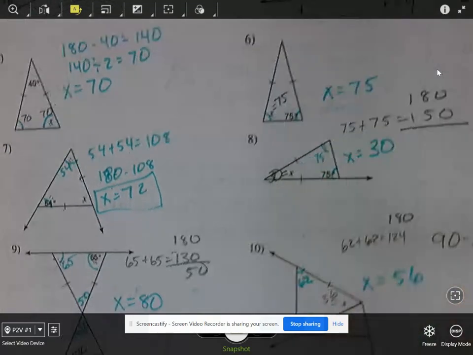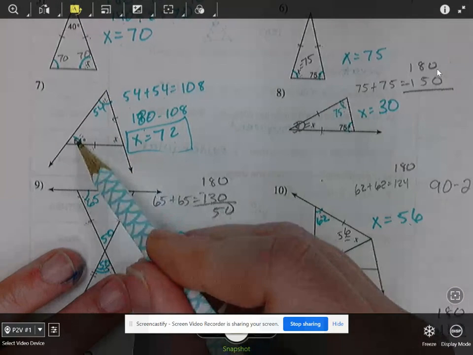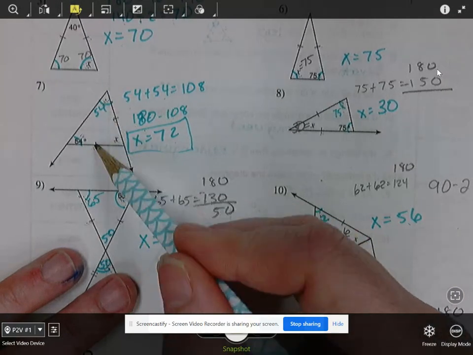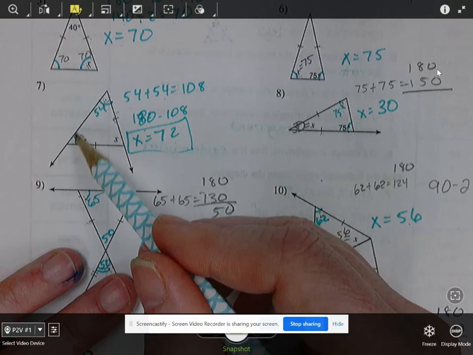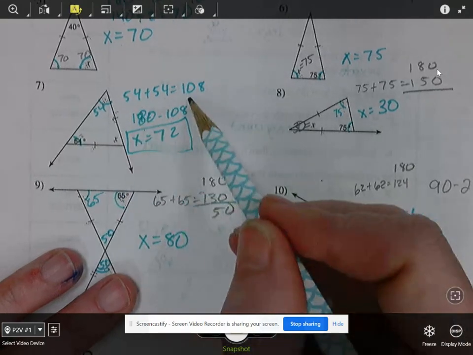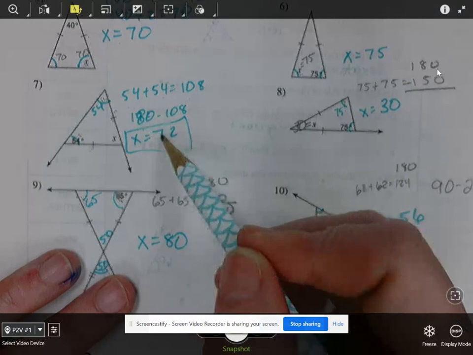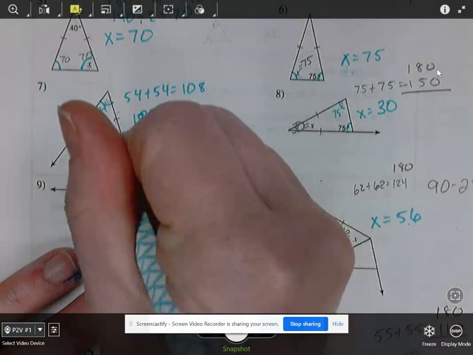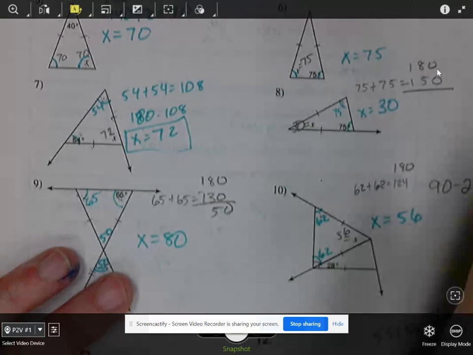Number 7, they gave you a base angle. Since these are your legs, these are your base angles, so they would both be 54. So you do 54 plus 54 is 108. 180 minus 108 is 72. So X would have to be 72 because that angle measure is 72.